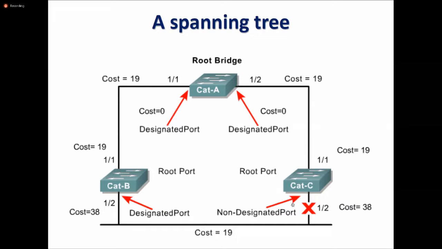This one is not contributing to the spanning tree. So this is a non-designated port. Root port provides the direction towards the root. Designated ports are the active ports other than the root port. So non-designated ports are the blocked ones. So that is the complete understanding of this diagram.